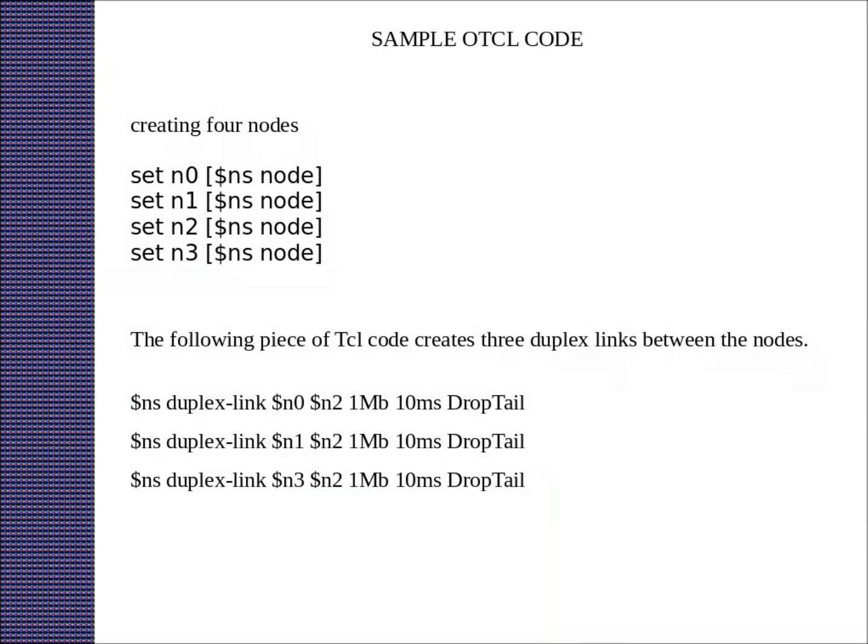1 MB is the data transfer speed, 10 ms is the latency, DropTail. So using DropTail, a queue is set. So if you receive data more than what the queue can handle, we drop the packets. This is called DropTail.